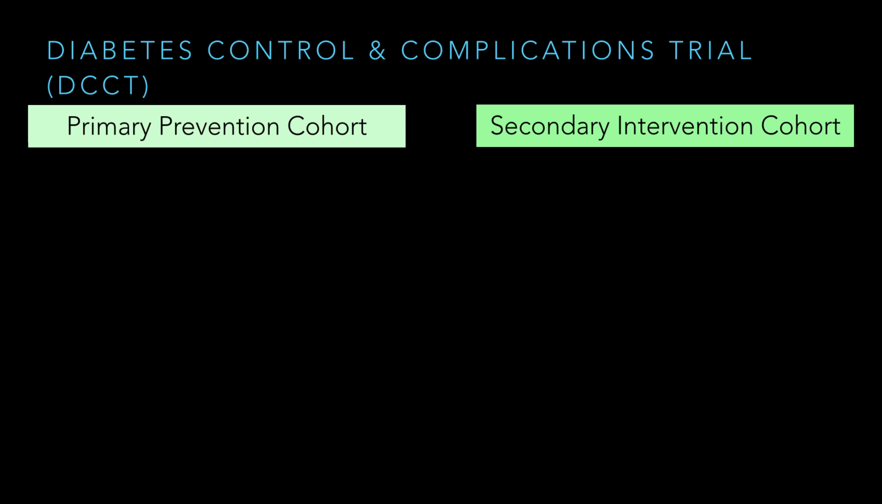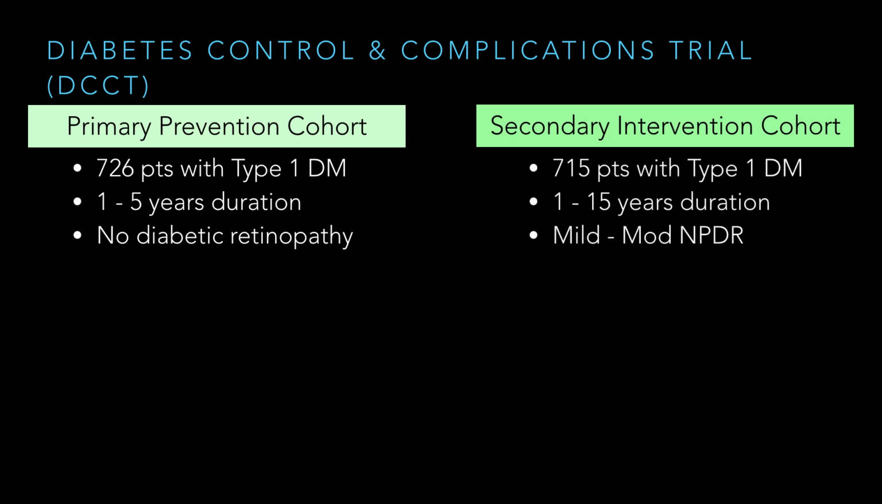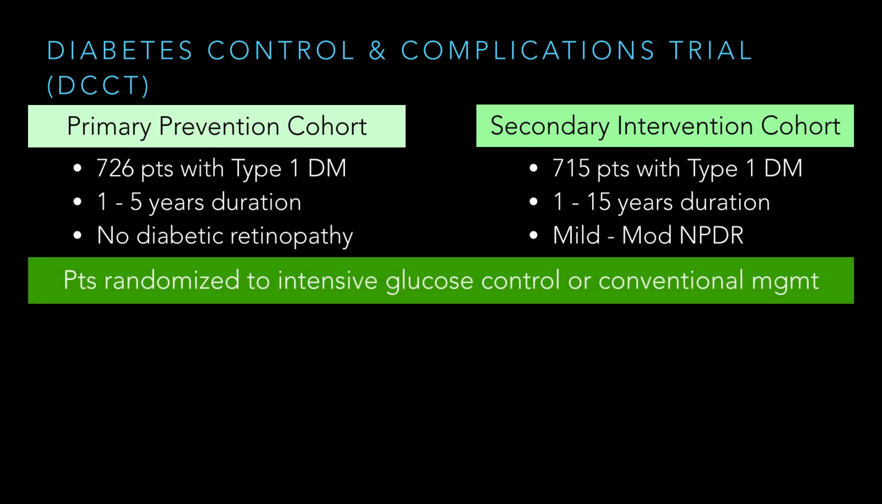DCCT, you had a primary prevention cohort, and then you had a secondary intervention cohort. Basically, primary prevention, these are all type 1 diabetics. It's something important to remember about DCCT. Primary prevention means they didn't have diabetic retinopathy. And notice the size of these studies, 720, 715 patients in the other cohort. These guys all had mild to moderate NPDR, and again, type 1 diabetics. And so then they were randomized to intensive glucose control or conventional management.